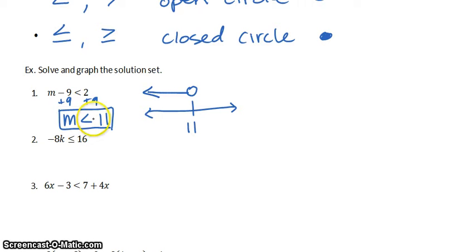then whatever way this is pointing, that's the way your arrow goes. It only works if the variable is on the left. Keep that in mind. Okay, so this is one way to graph it.